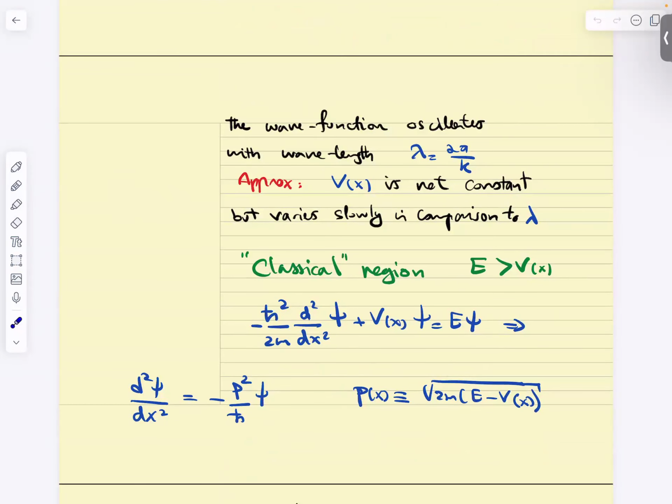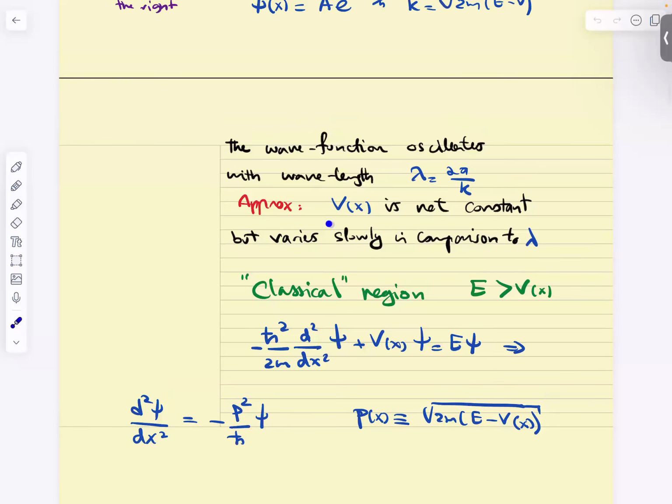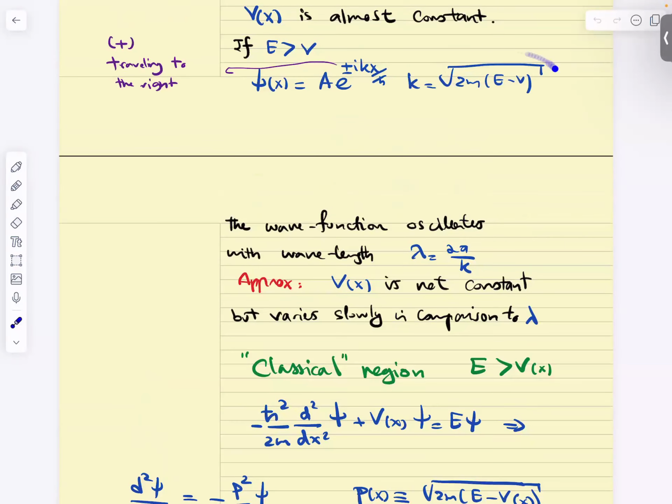I motivated this through the connection with classical physics, but this is an alternative way of thinking about the same thing. You realize that these words are not rigorous. When I say the potential is almost constant, you have to ask with respect to what, right? We clarified that mathematically and physically last time, but now I'm just giving you an intuitive feel for it. The idea is that V of x is not constant, but varies slowly in comparison to lambda. What is lambda? 2 pi over k, right?